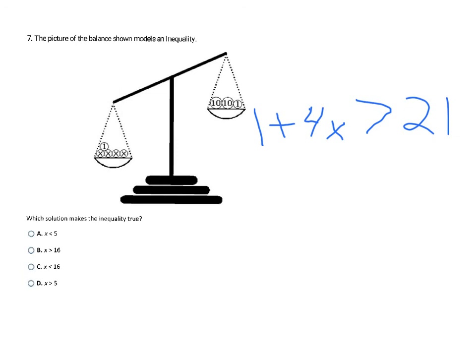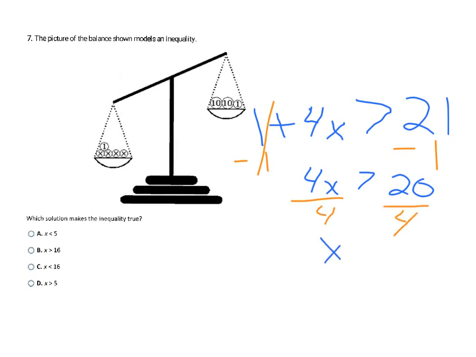And then I just solve. So I'm going to subtract 1 from both sides. And that leaves me with 4x is greater than 20. And then I divide both sides by 4. It's a positive 4, so the inequality stays the same. And x is going to be greater than 5, which is letter D, my final answer.